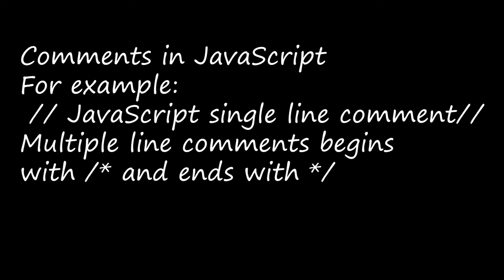Okay, this comment is of two types, single line and multiple line. A single line comment will begin with a double slash. That means a double slash will be there, and it causes the interpreter to ignore everything from that point to the end of the line, right?